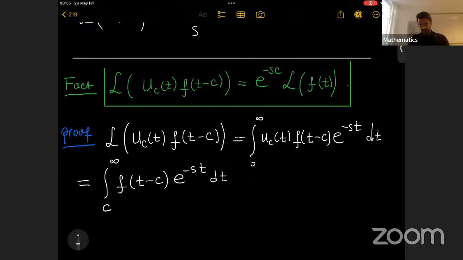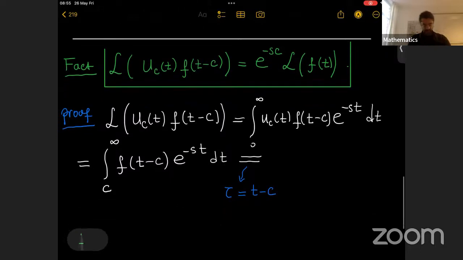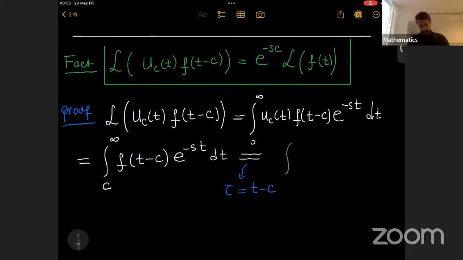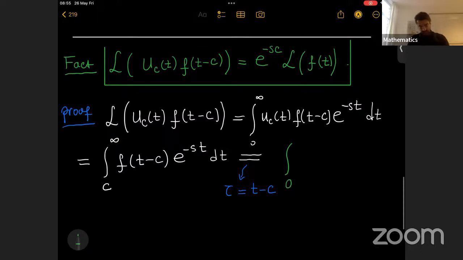Well, now we change the variable. Let's say this is tau, another variable introduced here, t minus c. So the integral becomes, now we will write everything in terms of tau. When t is equal to c, tau will be 0, and this goes to infinity. F of tau here, e to the minus s times small t, which will be tau plus c, d tau. And dt and d tau are the same.